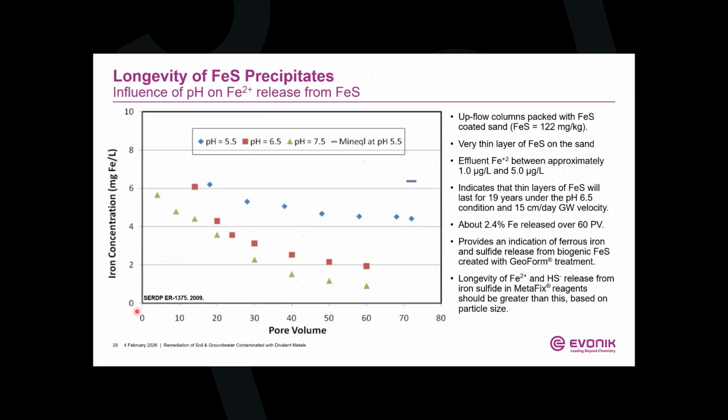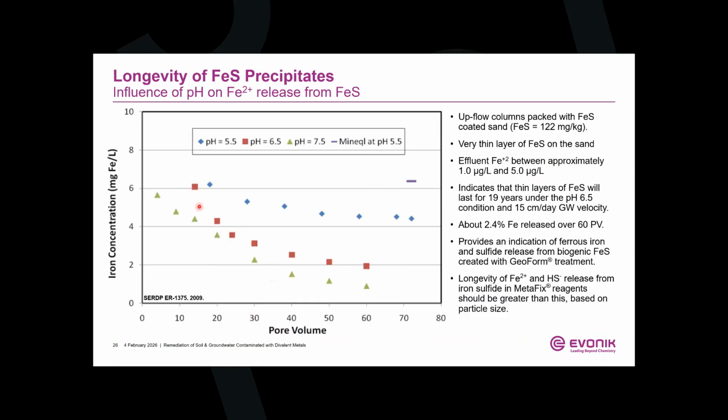How long will these iron sulfides that we like to make to lock up the heavy metal precipitates last? From this CERDIP paper, some really interesting work was done with iron-coated sand, sand that had been chemically coated with FeS. If you look at this paper, there's the reference there, you can do some calculations and find out that they had laid down about 122 ppm of FeS on the surface of a mineral sand, a clean sand.